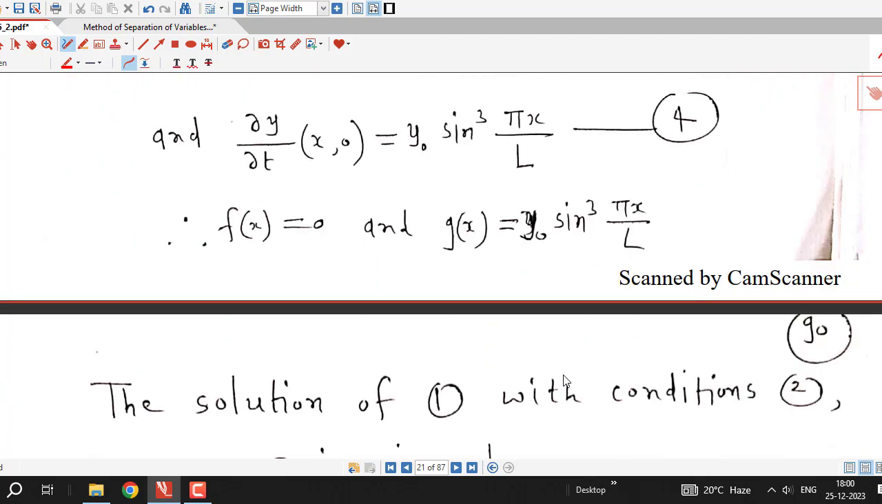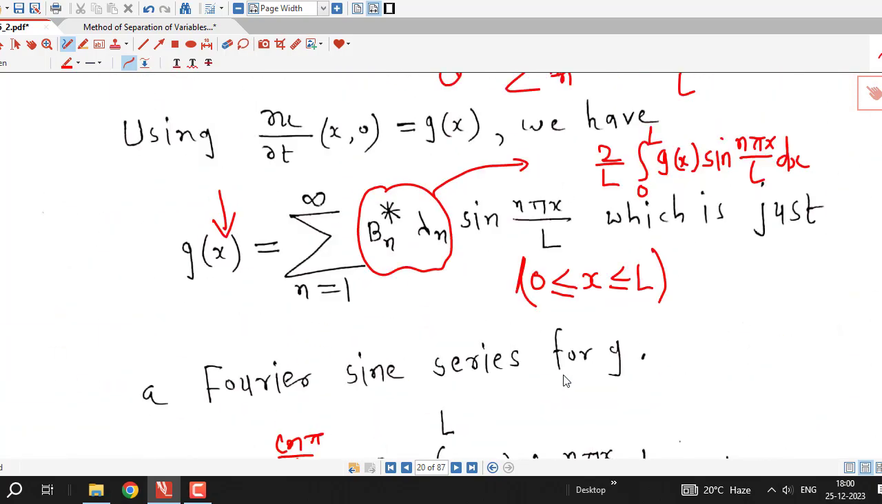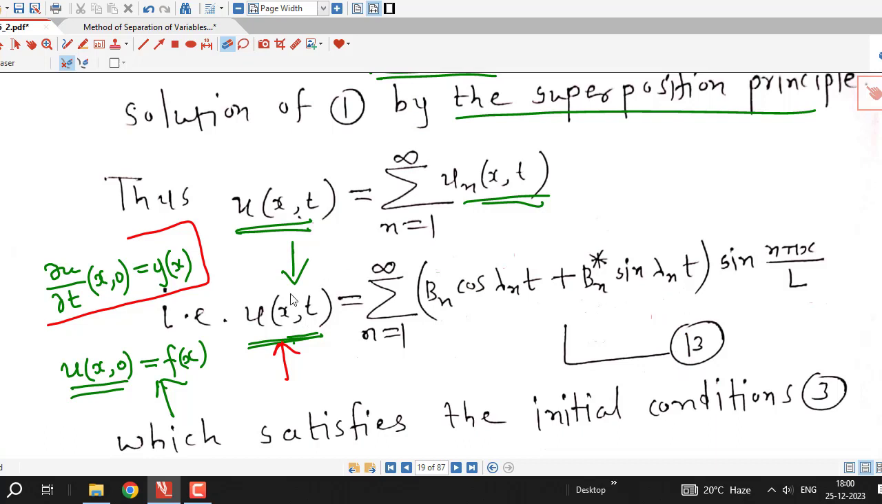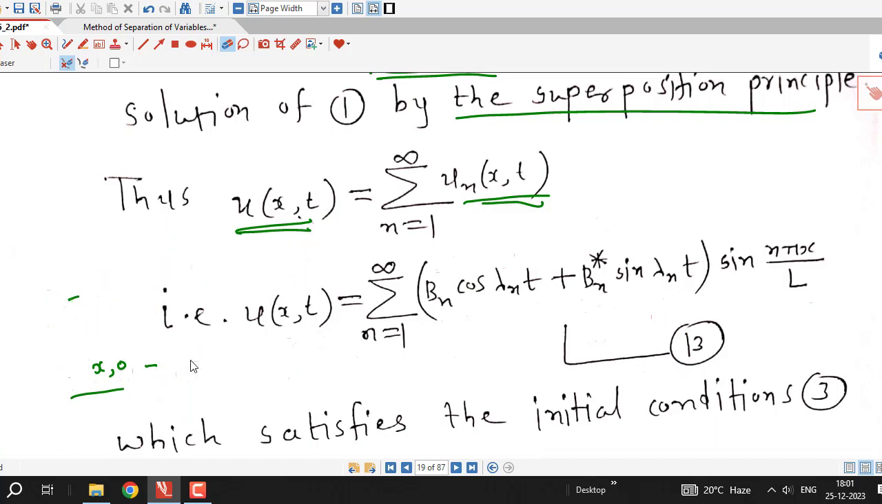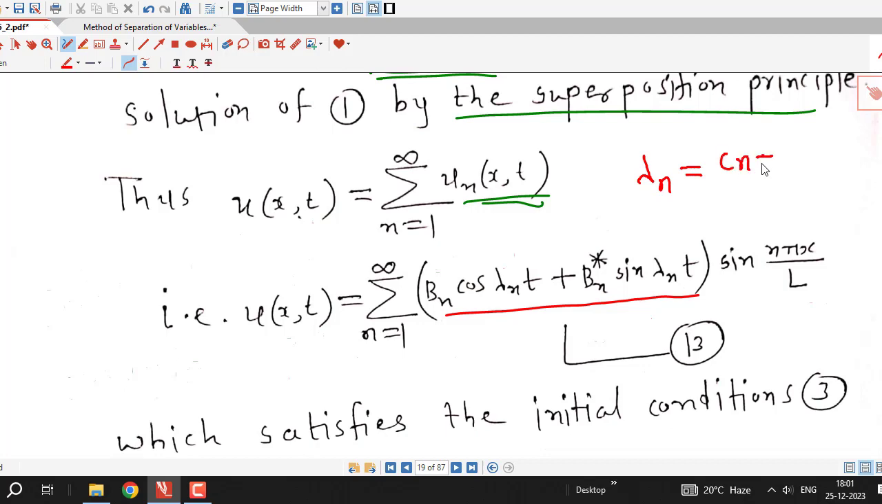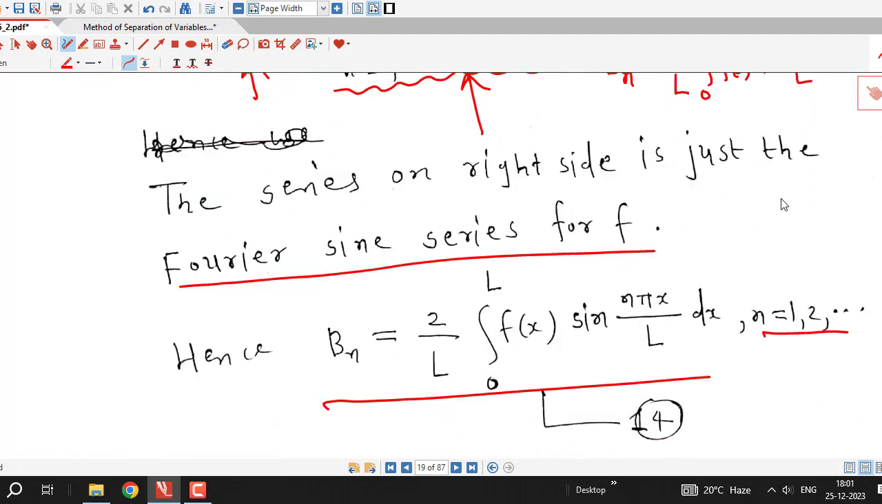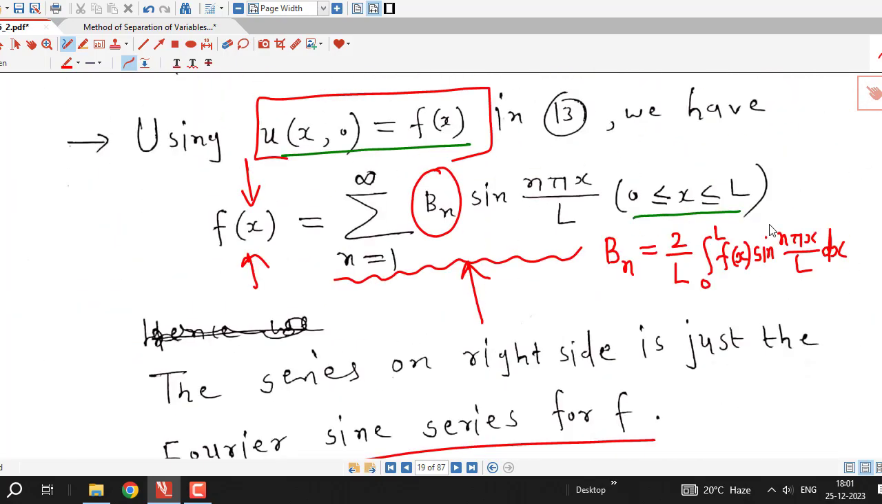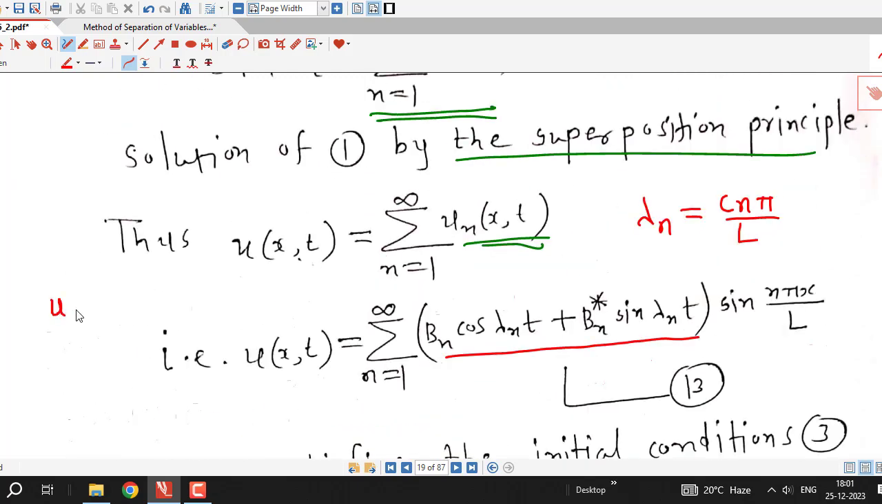So this is a very interesting derivation, and what we have to remember is this equation number 13, whenever the problem we are solving is of the one dimensional wave equation. Equation 13 is the solution of the one dimensional wave equation. It is given by u x t equal to sigma of b n cos lambda n t plus b n star sin lambda n t, times sin n pi x over l, where lambda n is nothing but c n pi over l, where c is the constant in the wave equation. What is this c? Our wave equation is u t t equal to c square times u x x.